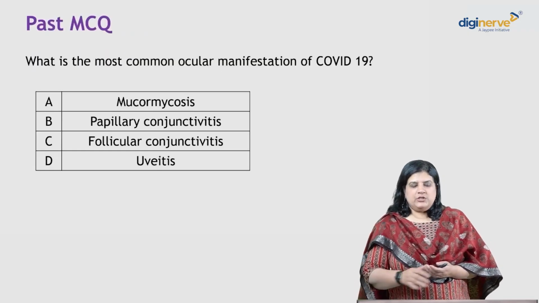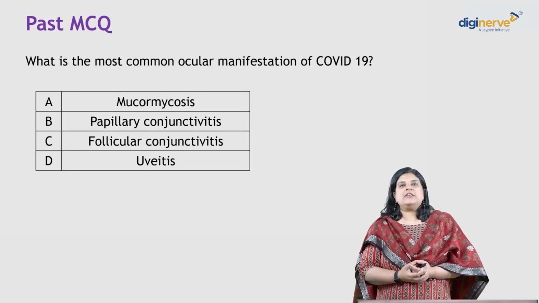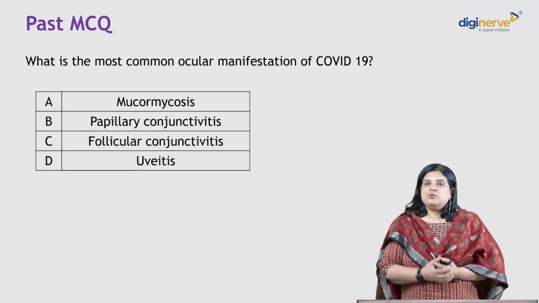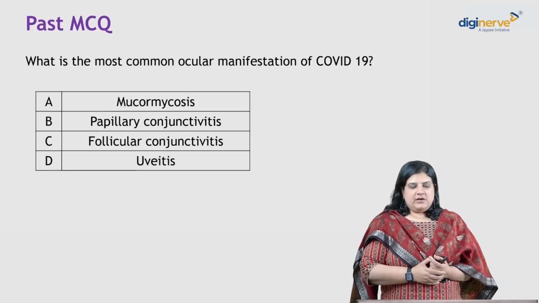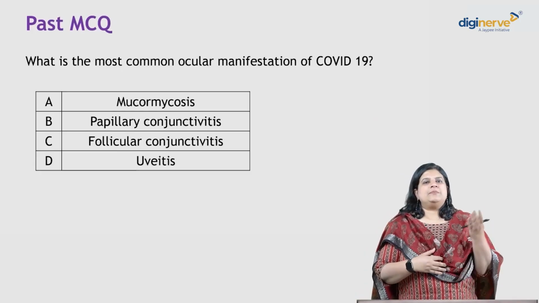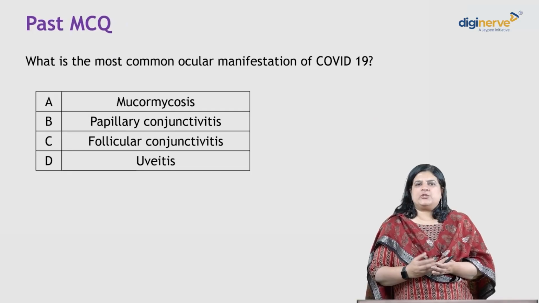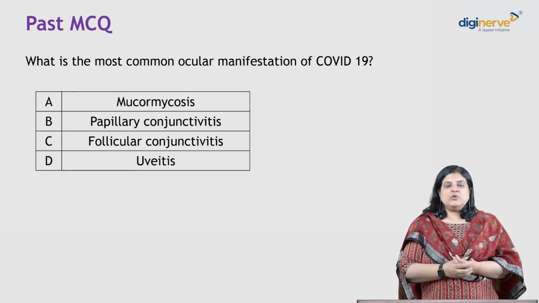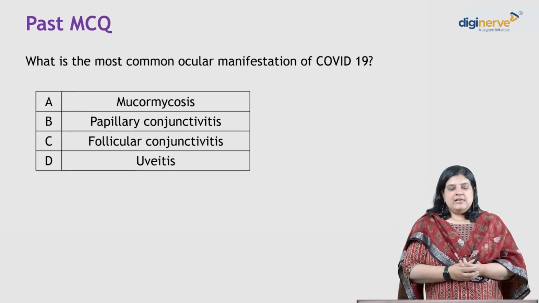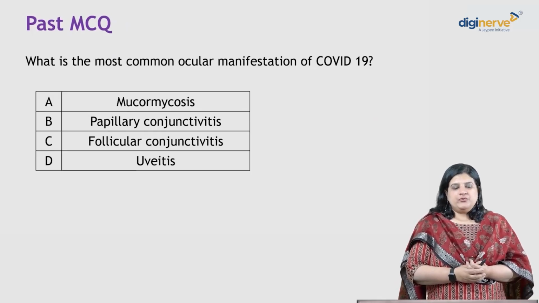The next question talks about the most common ocular manifestation of COVID-19. Those were really the dreaded times, and we have seen the worst, and almost all subspecialties have seen their fair share of complications related to COVID-19. So the options are mucormycosis, papillary conjunctivitis, follicular conjunctivitis, and uveitis.